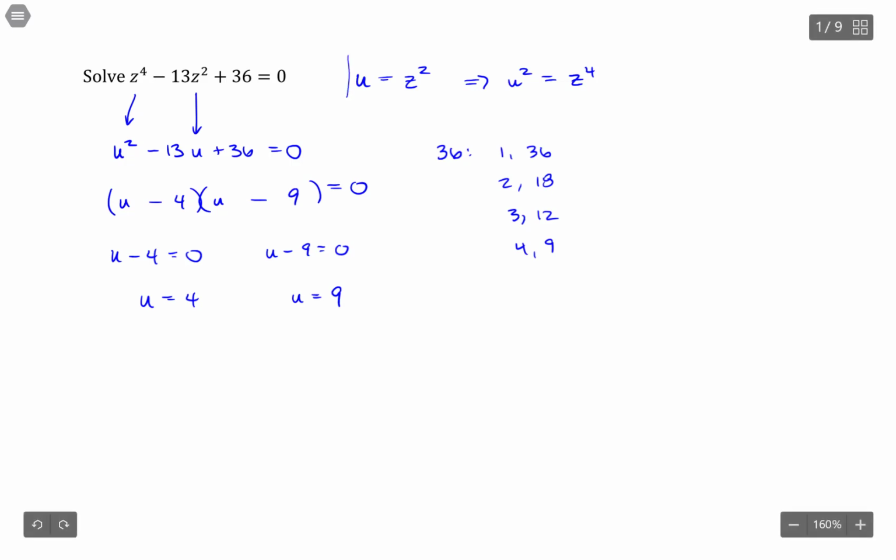And u, being the term z squared, I need to go back to the original variable. So u switches back into z squared equals 4, and over here, I get z squared equals 9. Now, if I take the square root of both sides of this equation, I do need to be careful to make sure I get the plus or minus square root because I'm taking the square root of a squared variable. I get z equals plus or minus 2 and z equals plus or minus 3.